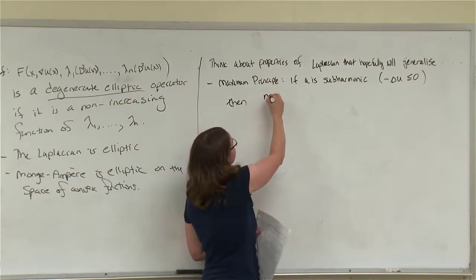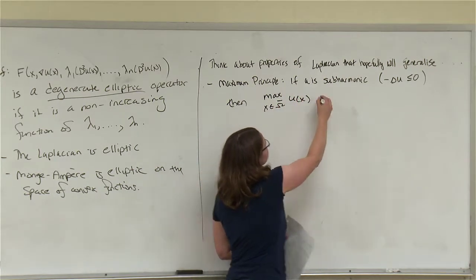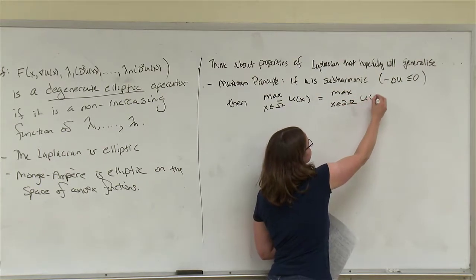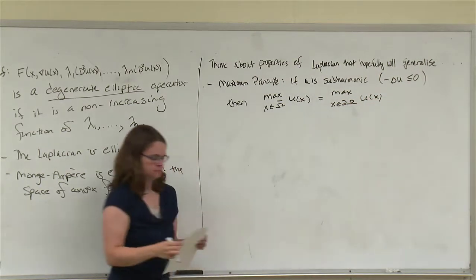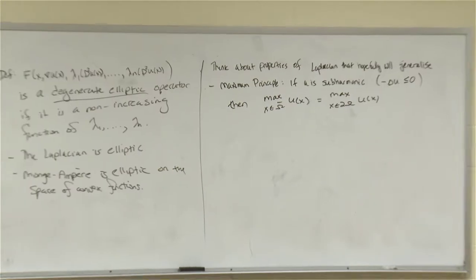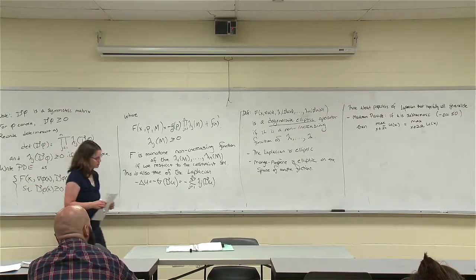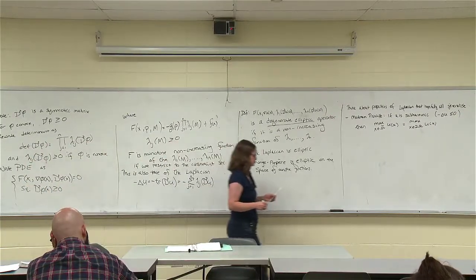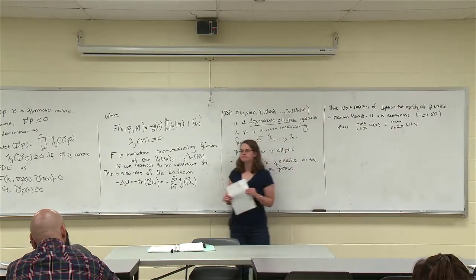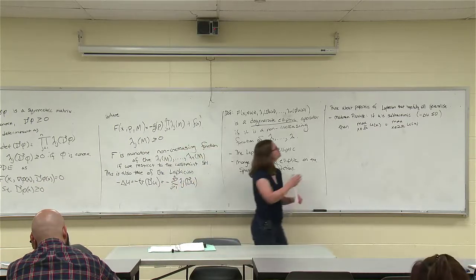So the maximum on a closed set of u of x is going to be equal to the maximum on the boundary. And superharmonic functions will satisfy a minimum principle. You've got a maximum principle. You have a comparison principle, which is really your uniqueness result.